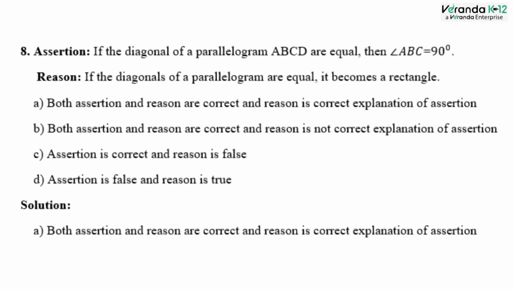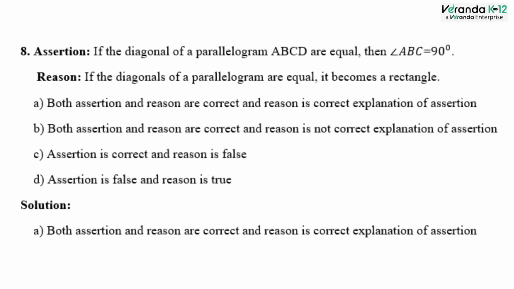To find the answer, we know very well that diagonals are equal in quadrilaterals only in two cases, that is in a square and a rectangle. Therefore, it is very clear that if the diagonals of a parallelogram are equal, then it becomes a rectangle. So, the right option is option A. Both assertion and reason are correct and reason is the right explanation of the assertion.